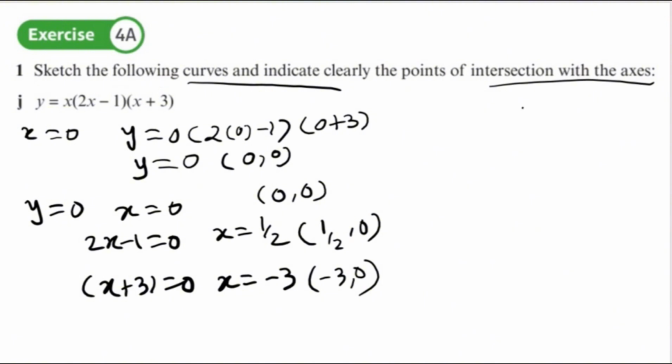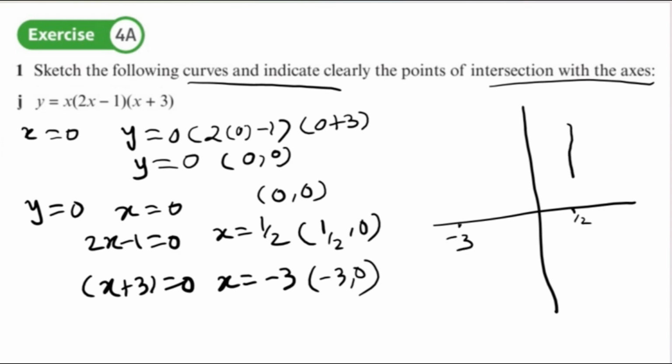Now how to sketch it? We know our a is positive, or you can say this is the positive cubic graph. So it starts from the positive side. Now we have a half value positive which is here, and we have a minus 3 value here. So our graph will start like this, passing through 0 and passing through minus 3. Should be like this. Okay, and the y is also 0 0, so this is the 0 point that we can write here. This is our x-axis and this is our y-axis. So our graph looks like this.